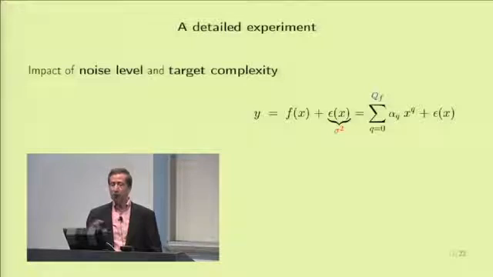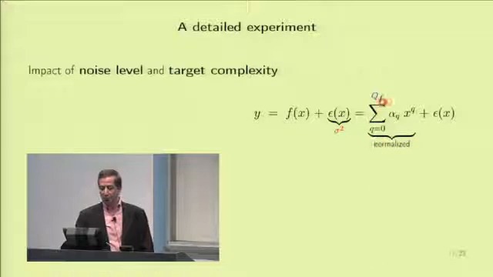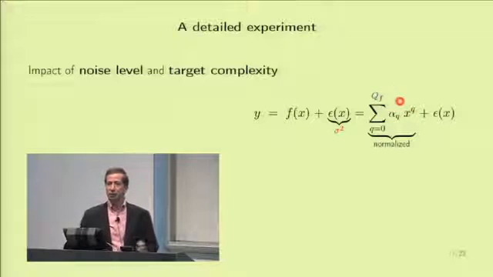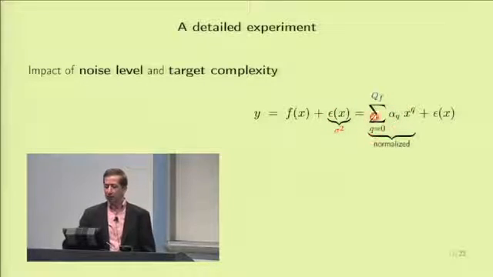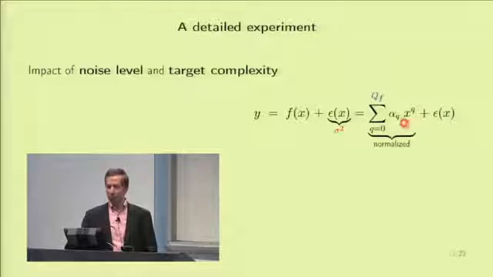Now, in order to run the experiment, I am going to normalize this quantity such that the energy here is always 1. The reason I do that is that I want sigma squared to mean something. So the signal to noise ratio is what means something. If I normalize the signal to energy 1, then I can say sigma squared is really the amount of noise.